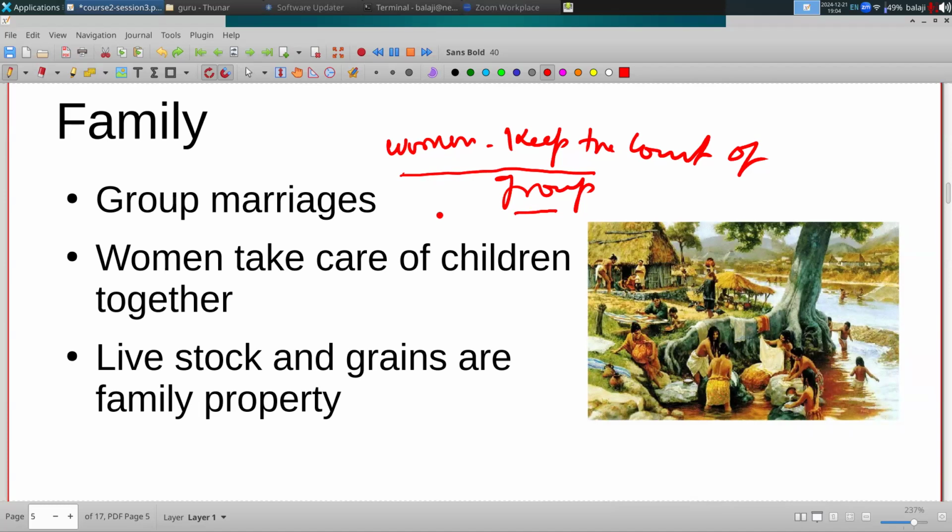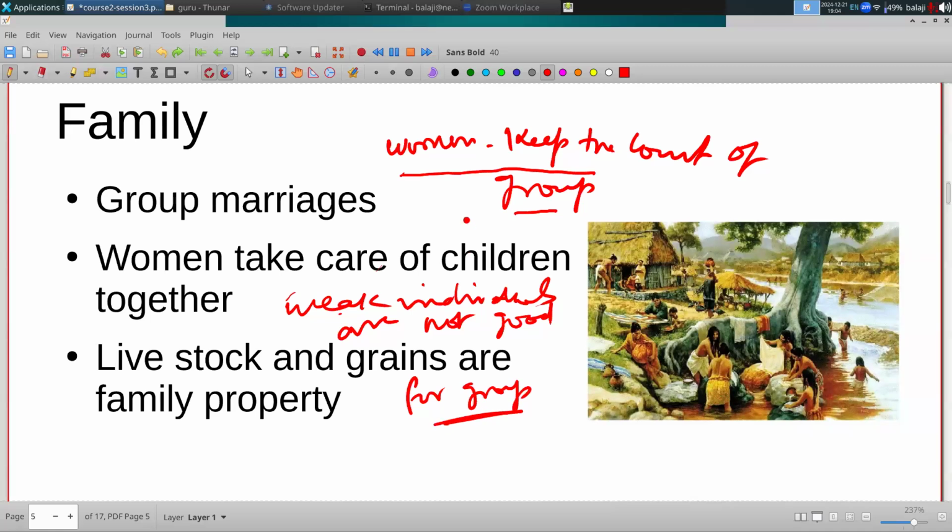Weak individuals are not good for the group, isn't it? So women observe who is fighting strong and who is fighting weak, and they select. How does that selection happen? That's called natural selection. We will talk about it when we talk about evolution.